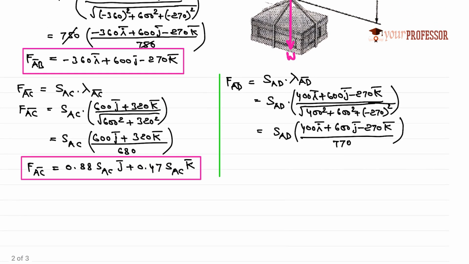Let's simplify it further. That is equal to 400 divided by 770, which is nothing but 0.52 SAD I bar plus 600 divided by 770, nothing but 0.78 SAD J bar minus 270 divided by 770, which is nothing but 0.35 SAD K bar. So this is FAD bar. Let's highlight this.